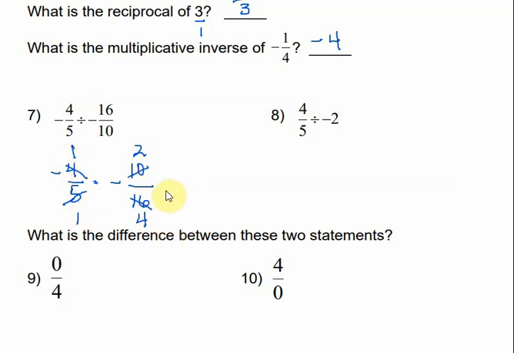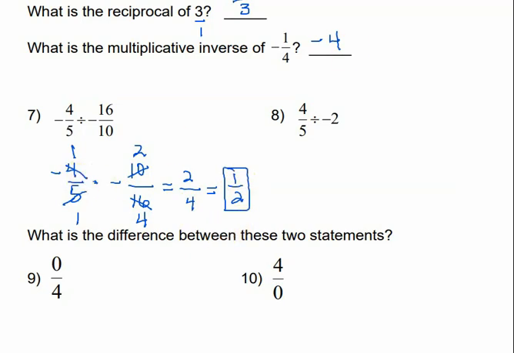So now if I multiply, first of all, a negative times negative is positive. 1 times 2 is 2. 1 times 4 is 4. And that would reduce to 1/2. Now, if that's confusing, you don't have to do that. You can multiply straight across.